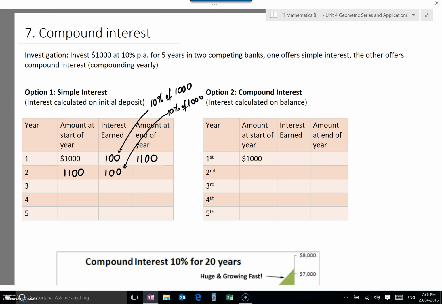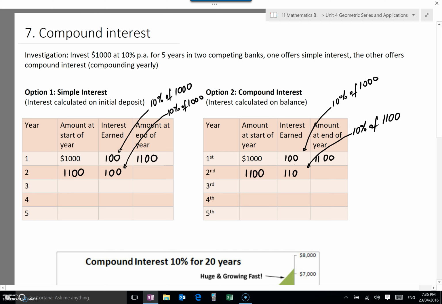Alternatively, compound interest, sounds better, compound sounds good. In the first year, the interest will be the same. It'll be 10% of 1,000. End up with 1,100 down here. But in the second year, because the interest is calculated on the balance, in here we're going to be finding 10% of 1,100. So the interest earned for the second year will actually be $110.